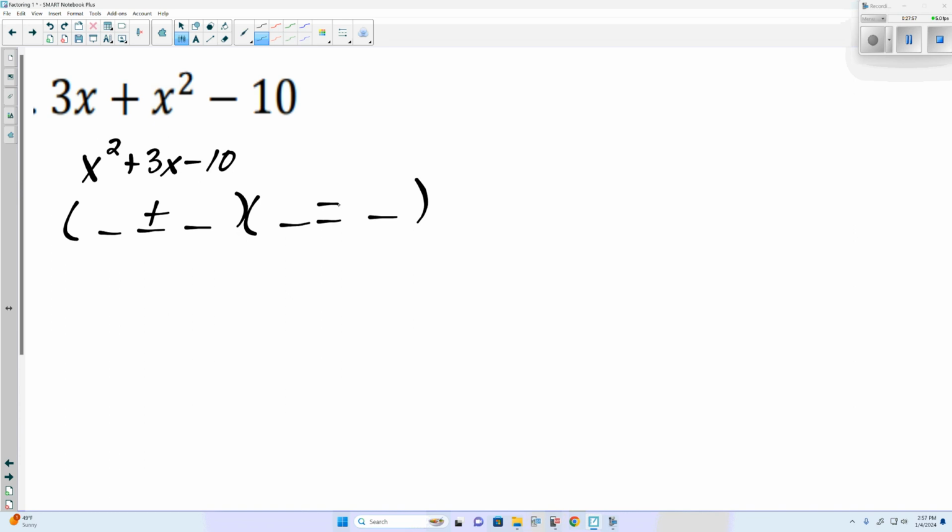Factors of x squared: x and x. Now our only factors of 10 are 1 and 10 or 2 and 5. Which set of factors do we want to try first? 5 and 2.